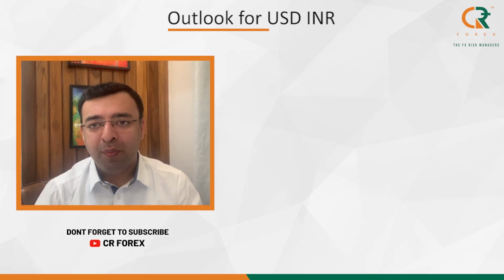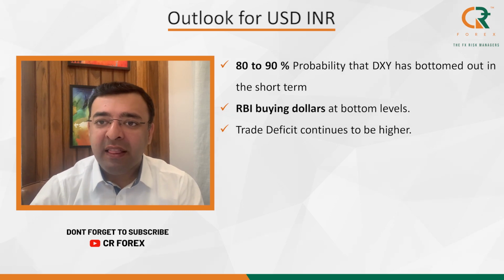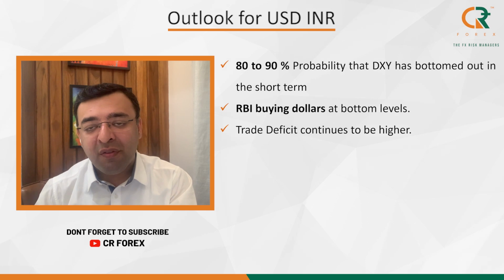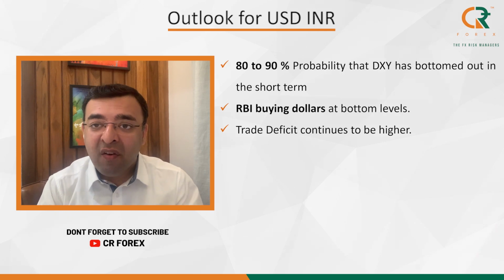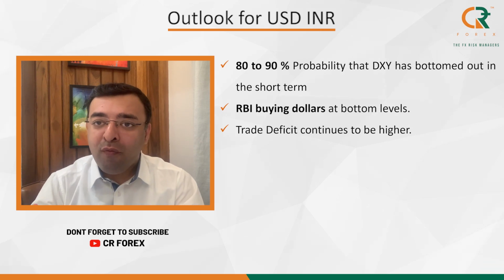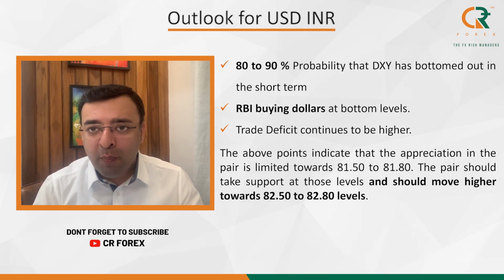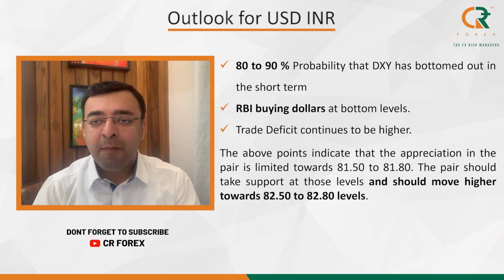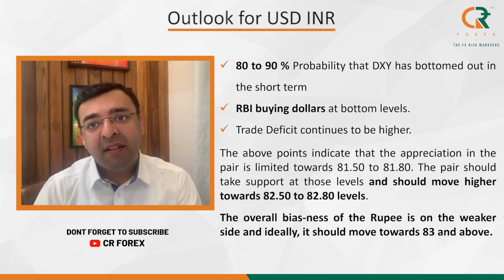Now let us discuss the outlook for the rupee. There is an 80 to 90% probability that the dollar index has bottomed out close to the 100 level and it is expected to move higher. At lower levels, we have seen that RBI is buying dollars. And the third important point is that we are expecting the trade deficit to continue at a higher level, which will put pressure on the rupee. Because of all the above reasons, we are expecting that 81.50 to 81.80 will act as a strong support for the pair, and in coming days the pair is likely to move towards 82.50 and 82.80. The overall bias of the rupee is on the weaker side, and ideally the pair should move towards 83 and above in coming days.